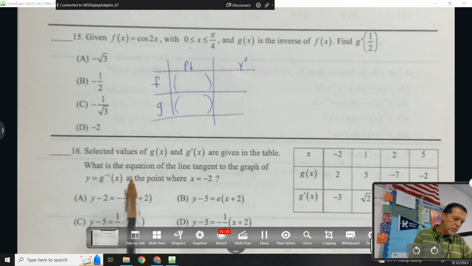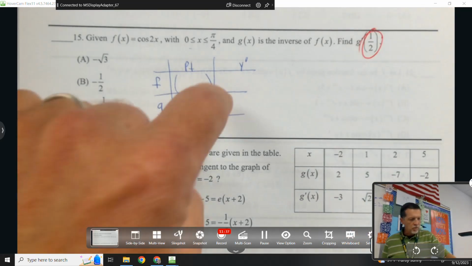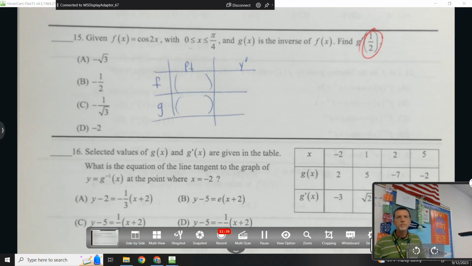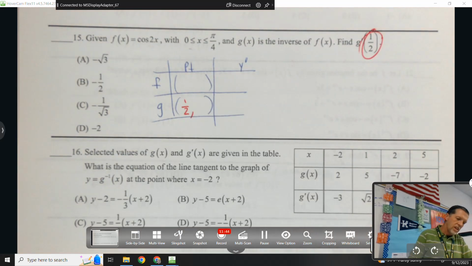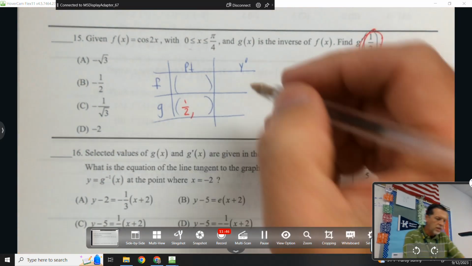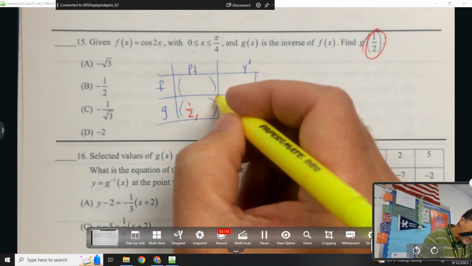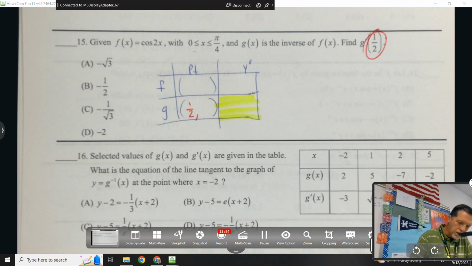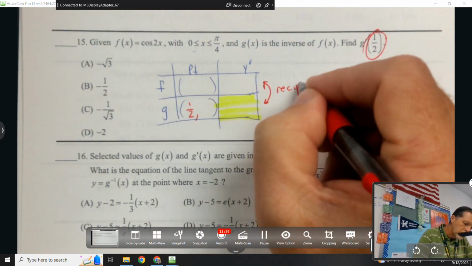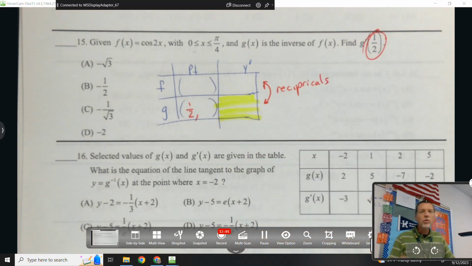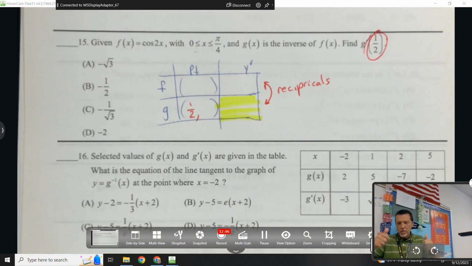Okay, so g prime of 1/2. So where's that 1/2 go in terms of my table? That's the x value for g. Okay, which means, actually, let me still think big picture here. So my highlighted box is what I'm going for. I know that those boxes are reciprocals. So as usual, the name of the game is, if I can get the derivative of f, I can flip it over and I'll have my answer.